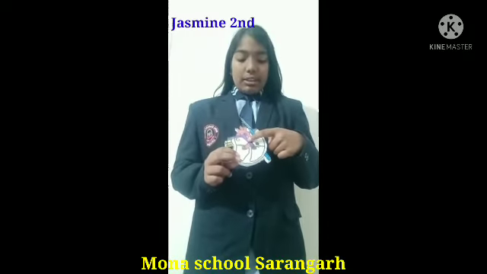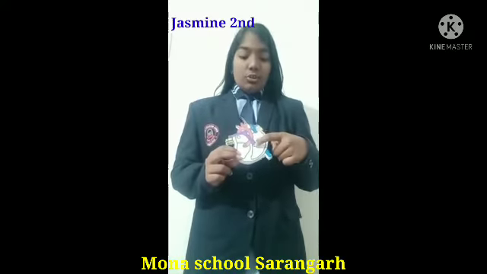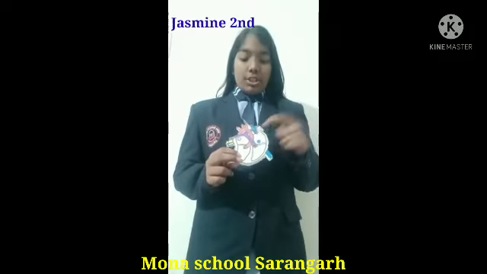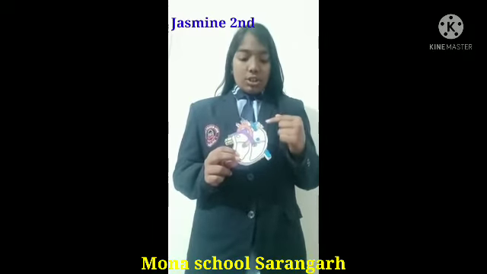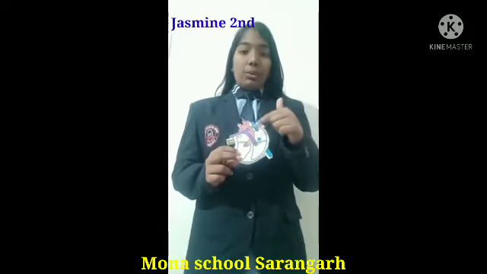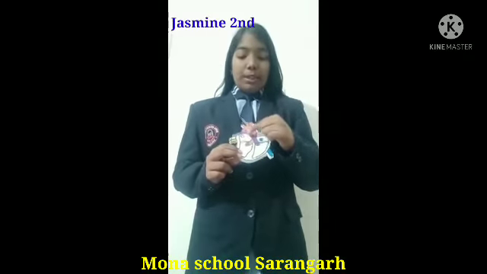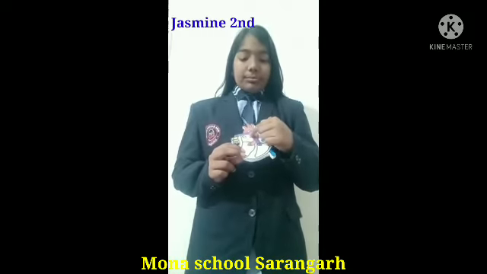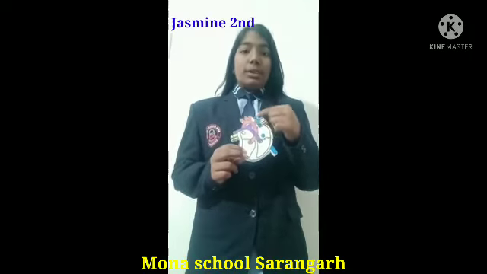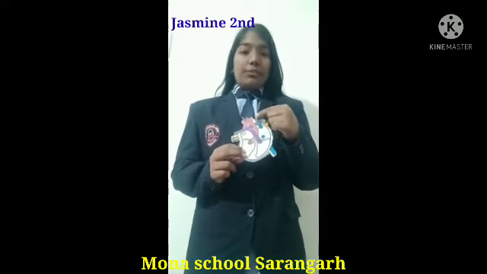Now this purple part is known as pulmonary artery, through which the deoxygenated blood goes to the lungs for oxygenation. Now after oxygenation, the oxygenated blood comes back to the heart through the pulmonary vein, and this time it goes to the left atrium. Then it pumps down into the left ventricle. Then this red part is known as aorta, which takes all the oxygenated blood to different parts of the body.